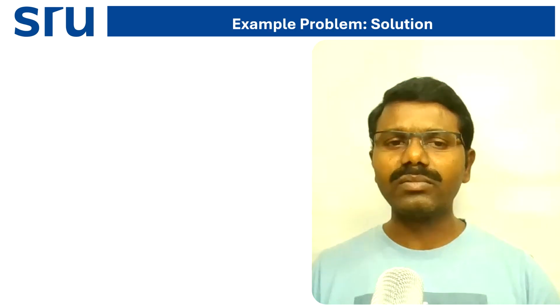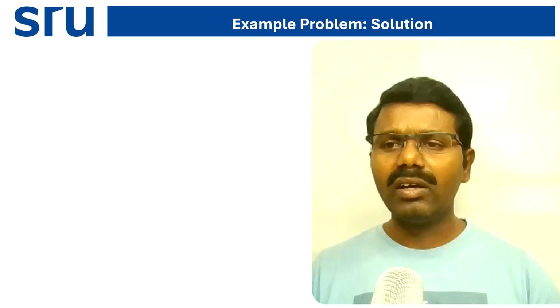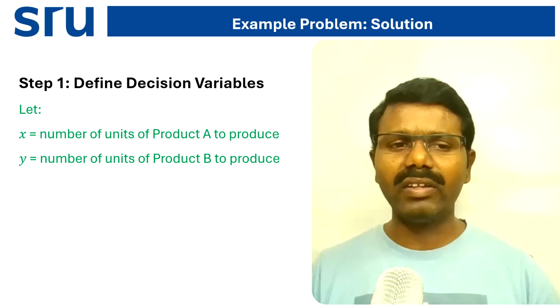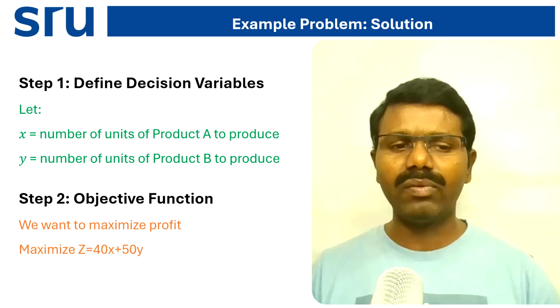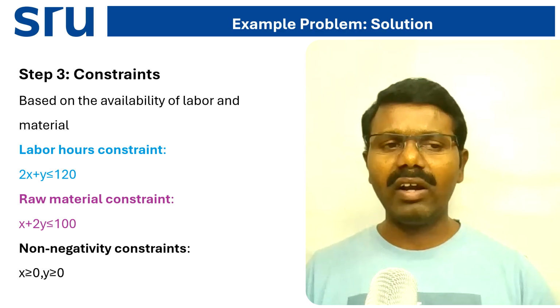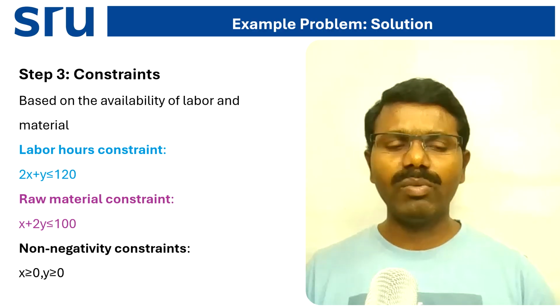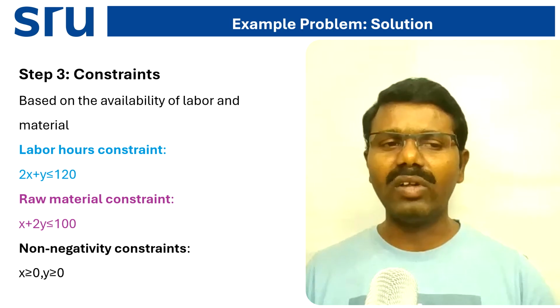So let us see the solution. Now for the solution, define the decision variables. Let X be the number of units of product A to be produced and Y the number of units of product B to be produced. The objective function is to maximize Z equals 40X plus 50Y. Step 3 is the constraints. From the labor hour constraint, 2X plus Y is less than or equal to 120, and the raw material constraint is X plus 2Y is less than or equal to 100, and the non-negativity constraint is X greater than or equal to 0 and Y greater than or equal to 0. So that is the LPP for the given problem.